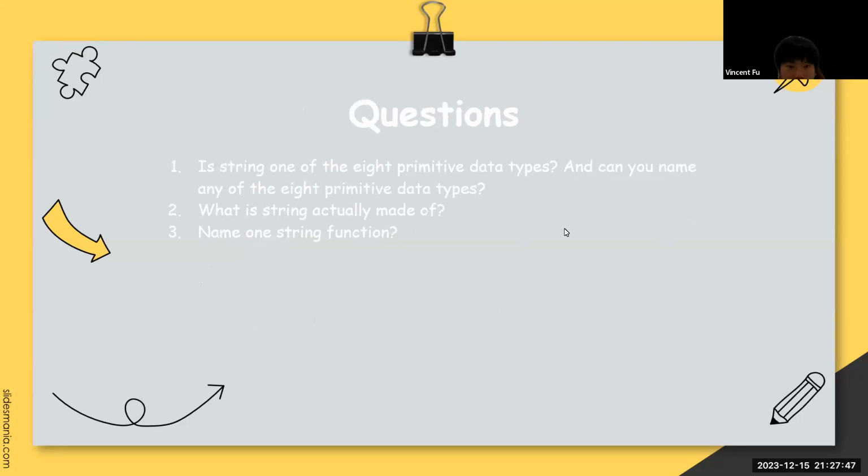Okay, I have some questions here, kind of simple. The first question is: is string one of the eight primitive data types? And can you name any of the eight primitive data types? So either unmute yourself to answer or just type it in the chat.